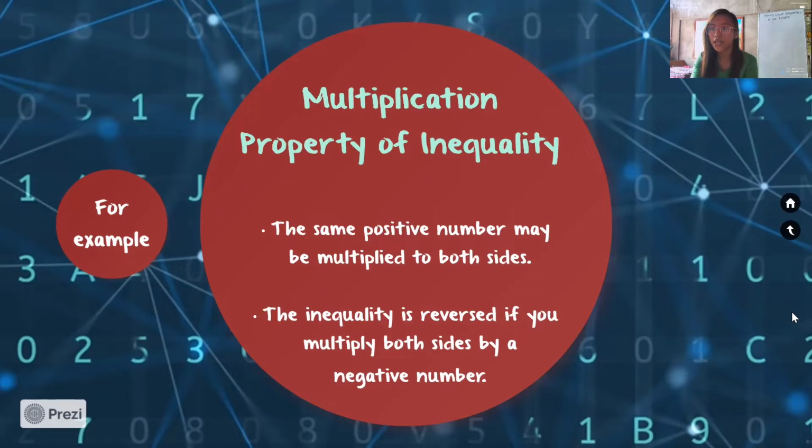In words, each side of an inequality may be multiplied or divided by a positive number without changing the direction of the inequality symbol. Multiplying or dividing by a negative number requires that we reverse the inequality symbol.